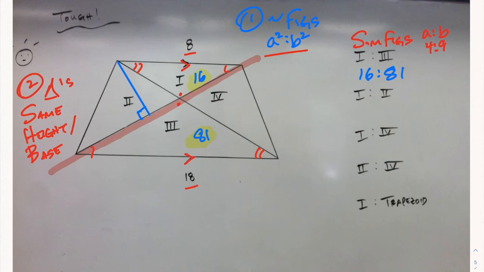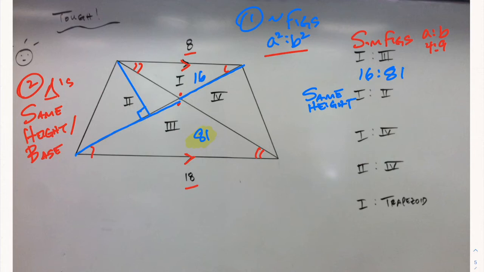And because they have the same height, let me erase this piece on the bottom here. That means that if you're looking at the ratio of their areas, all you've got to look at is what is this differing base compared to this one. That's going to be the ratio of the areas. Well, how do you get that?